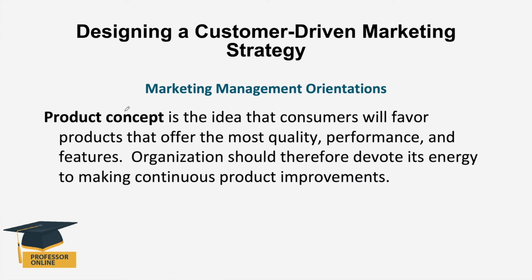The second orientation of a CEO in an organization is the product concept, the idea that consumers will favor products that offer the most quality, performance, and features. So here the difference between production and product is that maybe you don't have a big factory, maybe you don't have a big production facility, but you believe that if your product is of the highest quality and it provides very good performance and features, your customers are going to buy it. It doesn't matter what the customer needs are. It doesn't matter what they want. You just believe that the quality, performance, and features of the product are so good. It has to be good, and people are going to buy it.